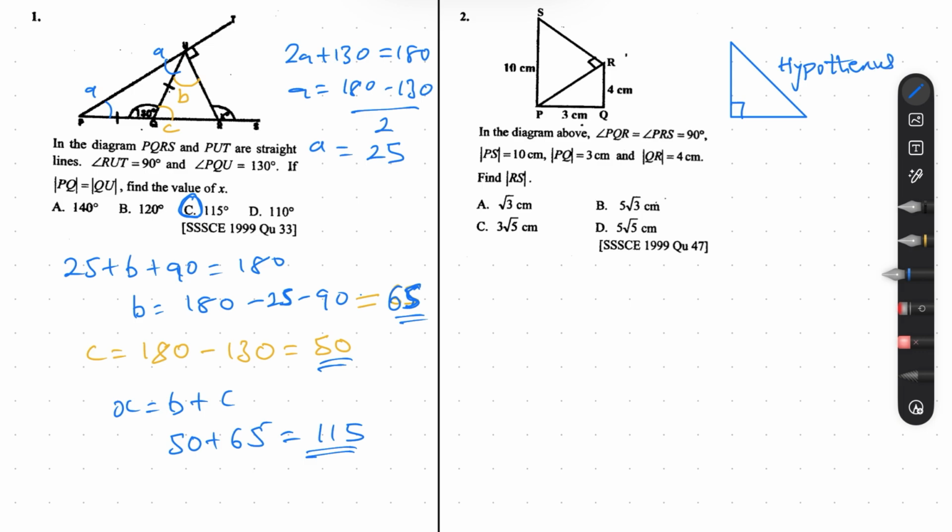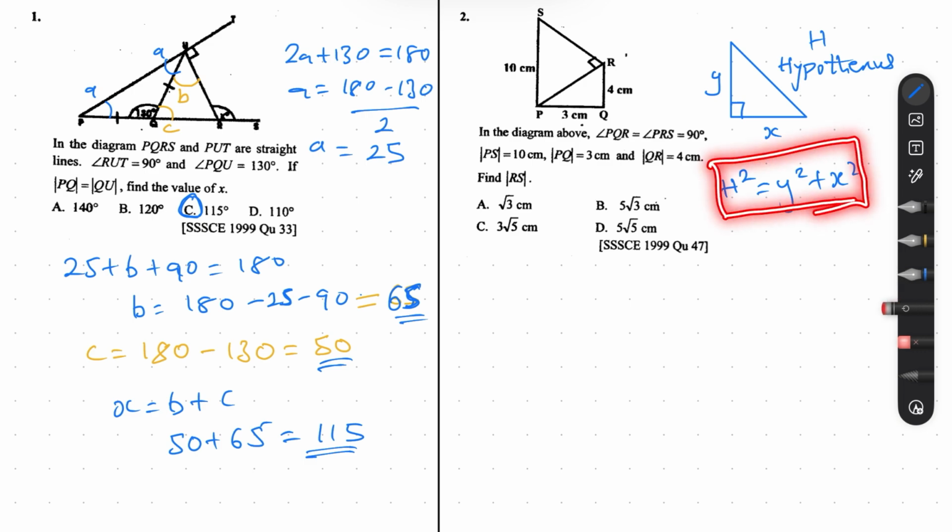So let's call the other sides x, and then the other side here, the height y. The hypotenuse, let's call it h. So h squared should give us y squared plus x squared. This is basically Pythagoras theorem: the longest side squared should give you the sum of the squares of the other two sides. All right, so let's move on.